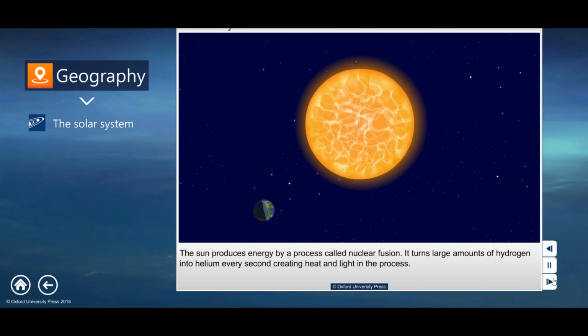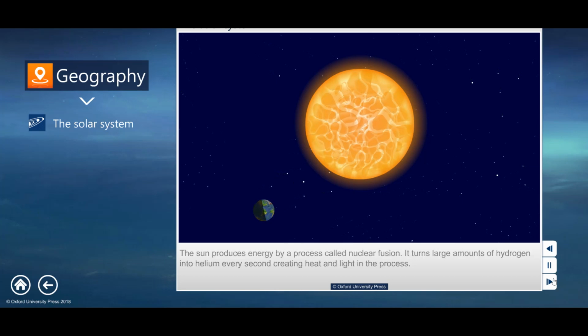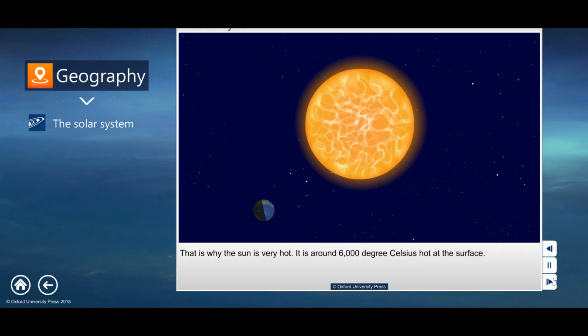The Sun produces energy by a process called nuclear fusion. It turns large amounts of hydrogen into helium every second, creating heat and light in the process. That is why the Sun is very hot. It is around 6,000 degrees Celsius hot at the surface.